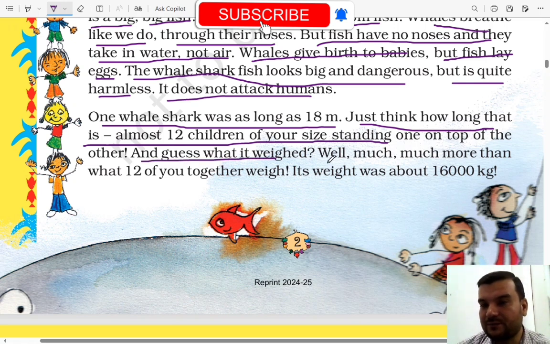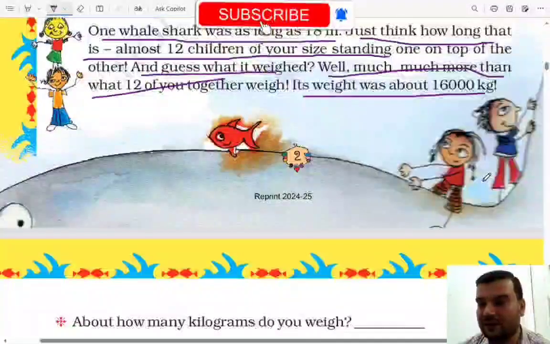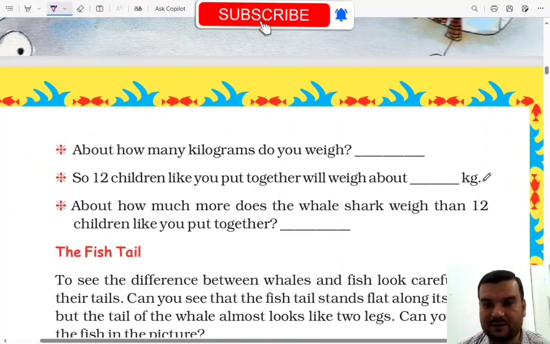What did it weigh? Well, much more than what 12 of you together weigh. Oh, it weighed about 16,000 kg. Okay, so what is the weight? The weight of the whale shark is somewhere around 16,000 kg, approximately.